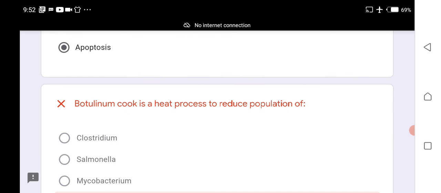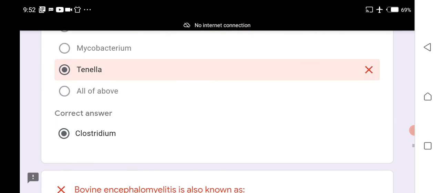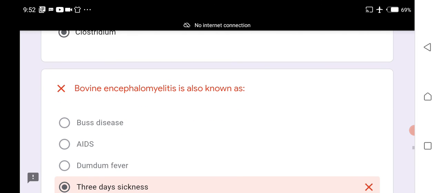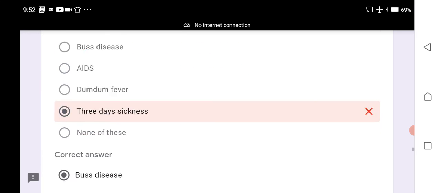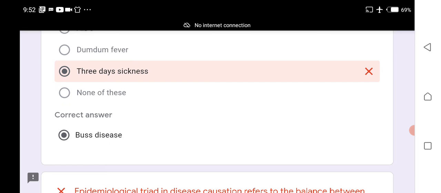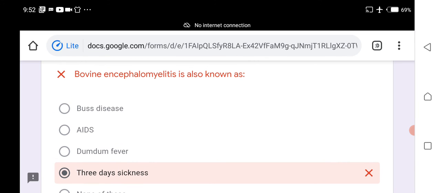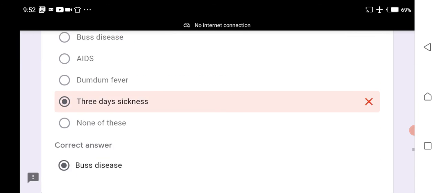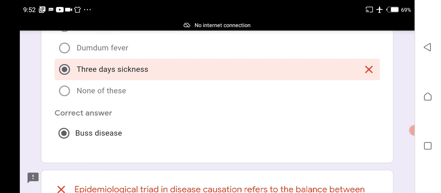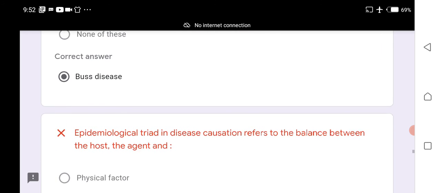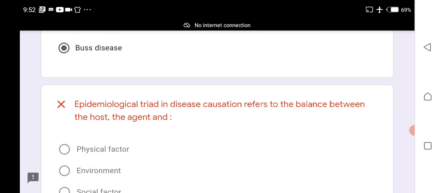Cooking is a heat process to reduce the population of Clostridium botulinum species. Bovine encephalomyelitis is known as Buss disease.